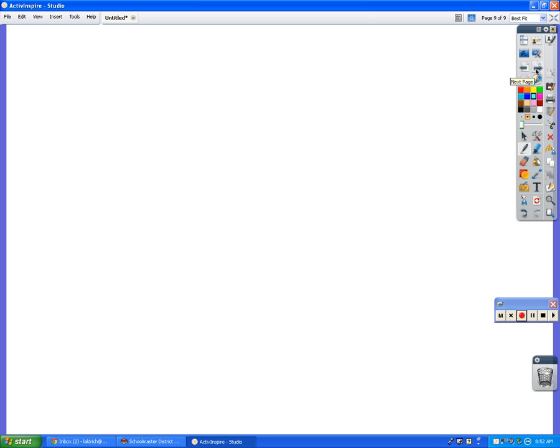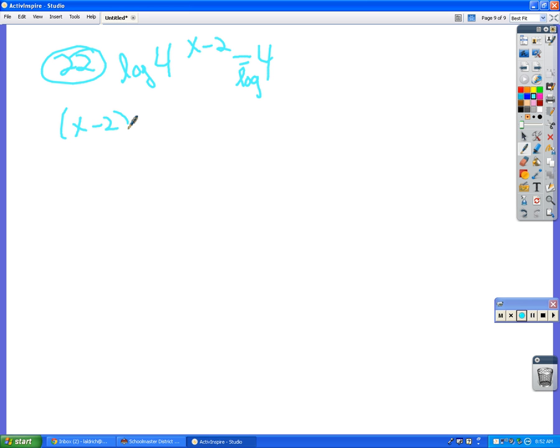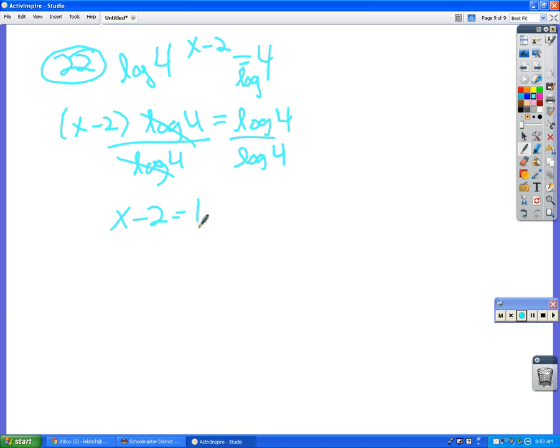Okay, 22. It's just the same thing. 4 to the x minus 2 equals 4. You're going to log both sides. So then the x minus 2 comes down in front. Then what? Divide by log 4. Obviously log 4 divided by log 4 is 1. So that means x minus 2 has to equal 1. Add 2 to both sides, so x equals 3.